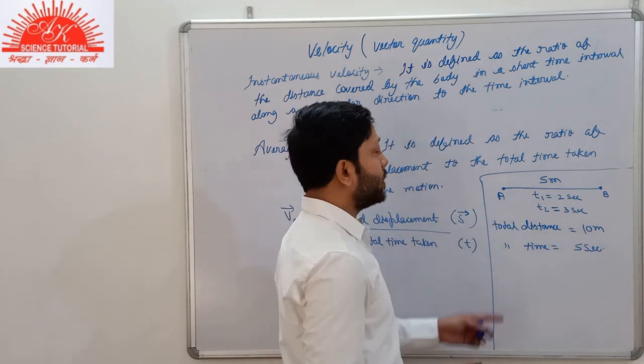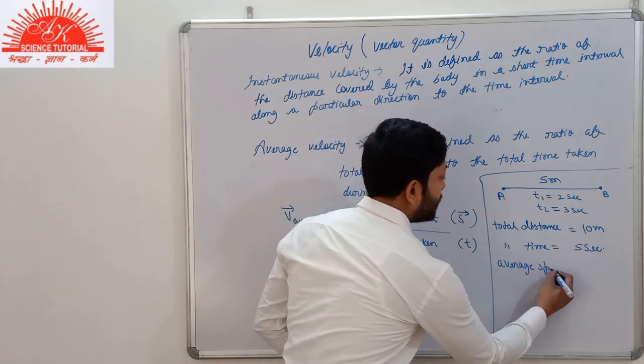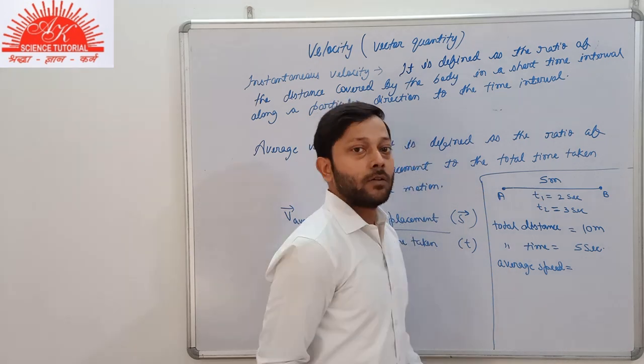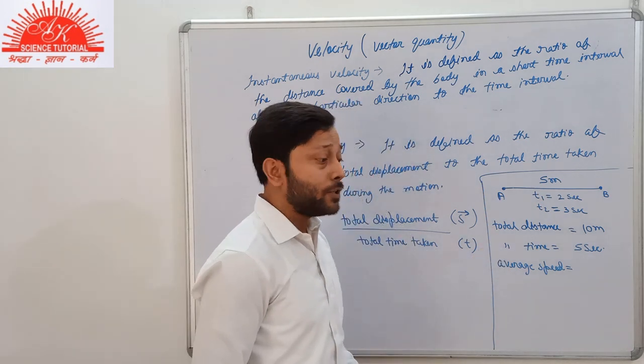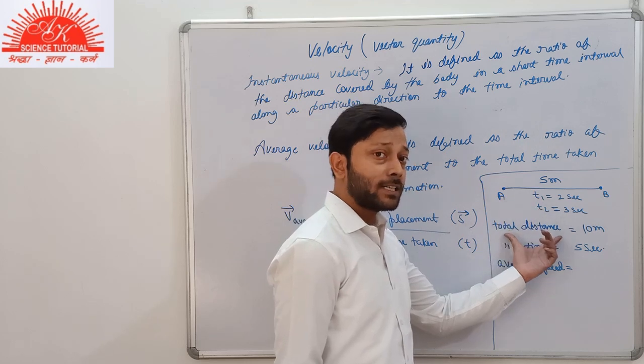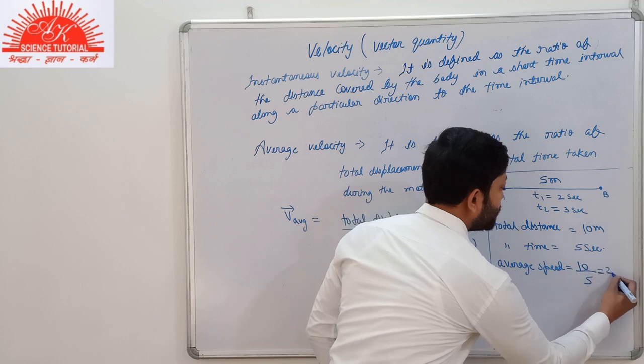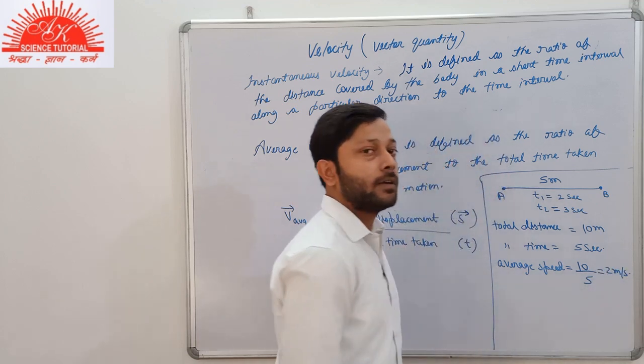So if I am asked to find the average speed, what was the average speed? It was the ratio of total distance covered to the total time taken. So it's very simple. It is 10 by 5, that is 2 meters per second.